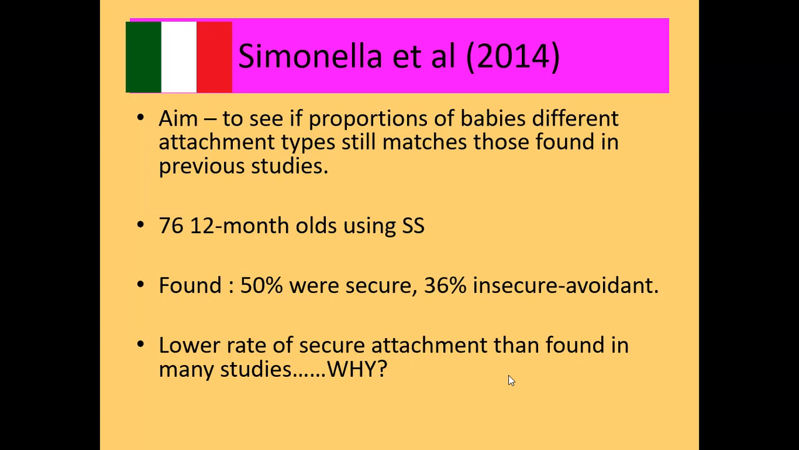The Kroonenberg study is the main study that you should use for cultural variations, but there are some other ones. Simonella's study looked to see whether the proportions of babies in different attachment types matched up to previous studies. They looked at 76 babies using the strange situation. They found a lower rate of secure attachment, and it might be worth thinking about what country they did the study in, so in Italy, and the methods that they used, because that might have affected the results that they found. So you can use Simonella's study for evaluation. If you look, it's in your textbook.